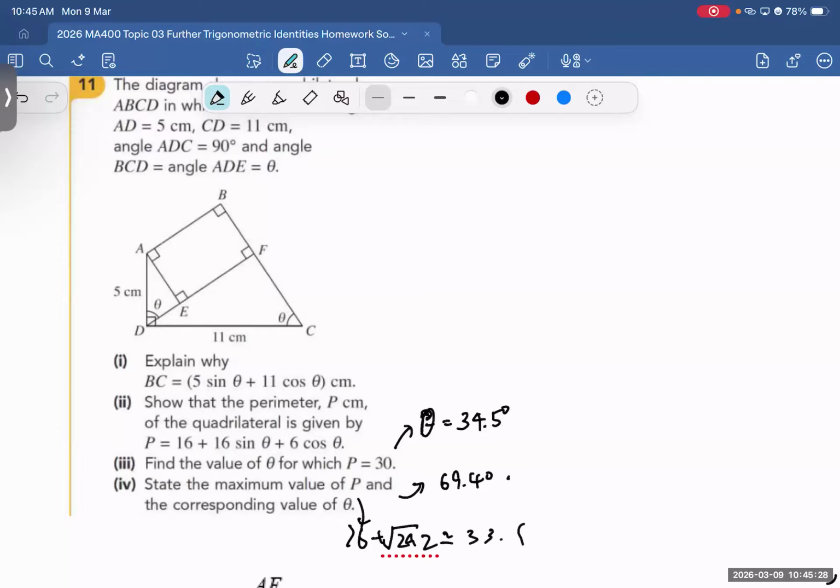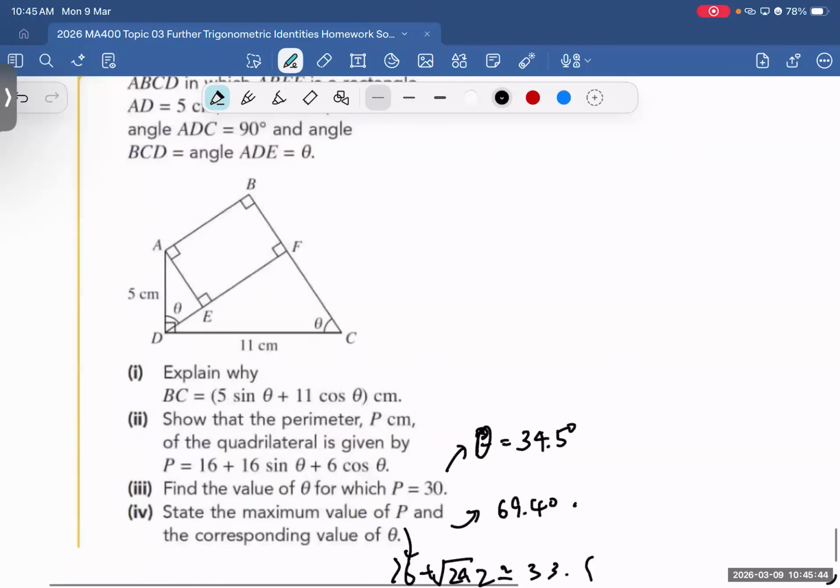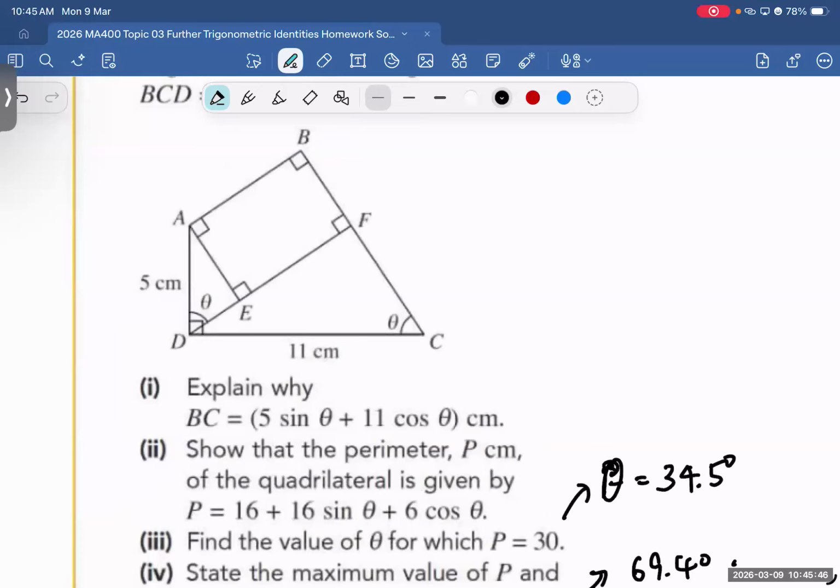Okay, so of course no need to go through part 1 or part 2? Part 1, part 2 no need to go through. Go through the answer. Okay, so part 1 is very easy. If I want to find BC, first of all, I will find BC. BC is over here, right?